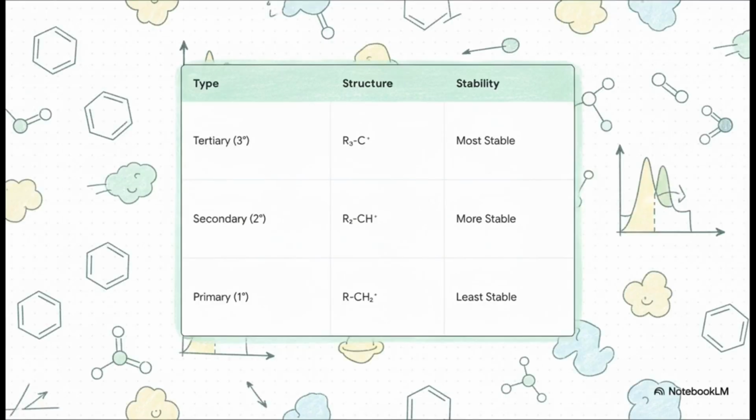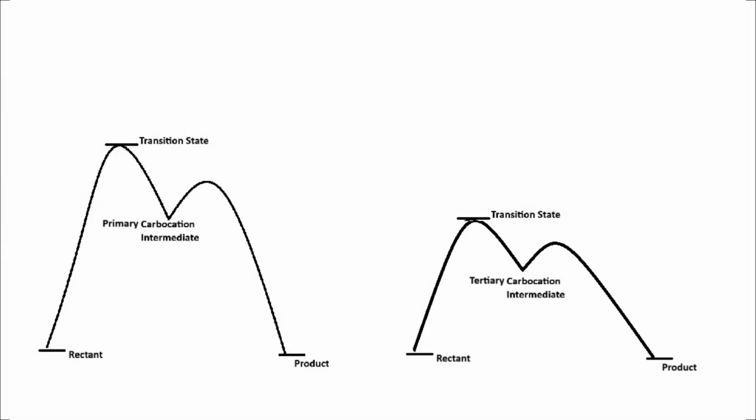Now, here's the key. Not all carbocations are created equal. As you can see here, a tertiary one, that's the one with 3 carbon groups attached, is the most stable. A primary one is the least stable by a long shot. And this difference in stability, it's the key to everything. And here is where it all clicks into place.